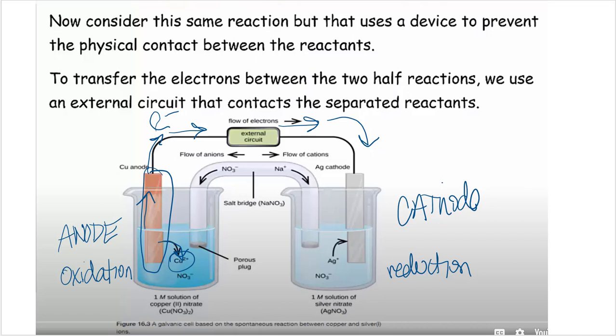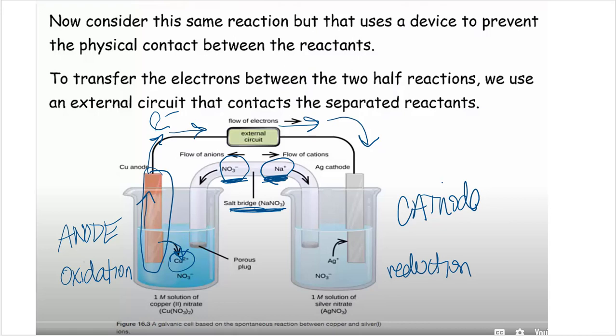Now, as we generate more and more copper +2 ions, we have to keep the charge balanced, and that's the job of the salt bridge. Now, the salt inside of this packed piece of glass tubing, the sodium nitrate, is made of two different ions. We have our Na plus ions and our NO3 minus ions. Right? So if we look at this salt bridge, which is NaNO3, we can see the ions that make up NaNO3. We have Na plus and we have NO3 minus.